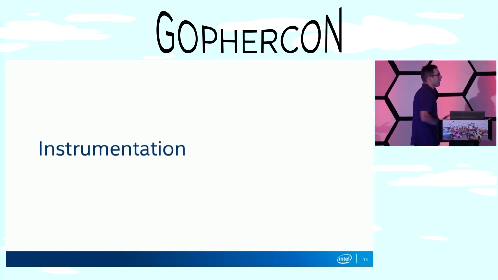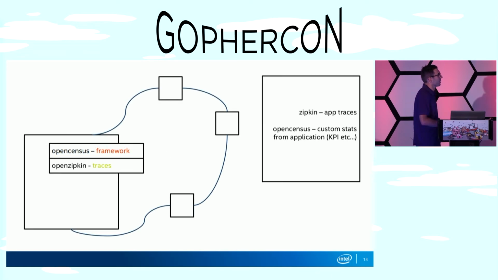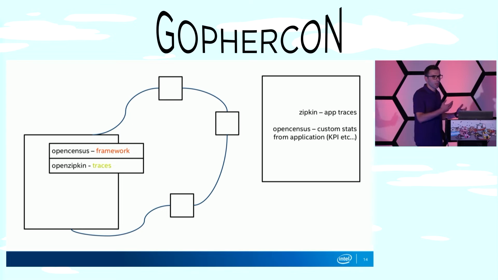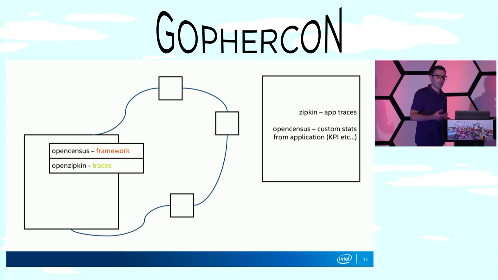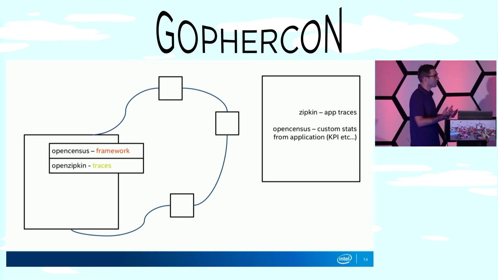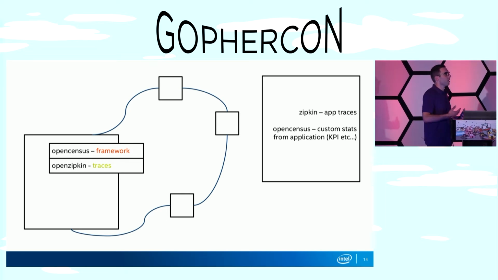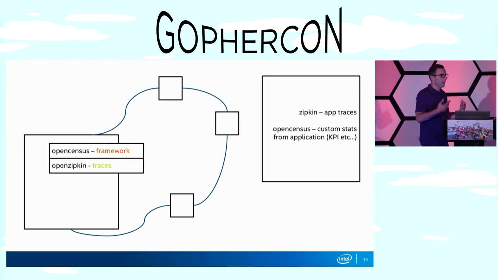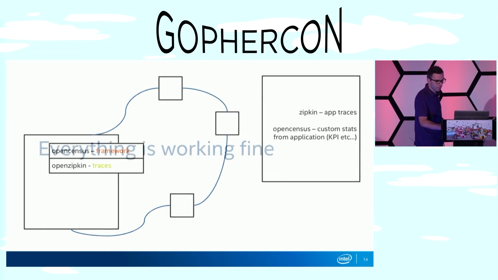Of course, our application contains instrumentation. In this case, we are using the OpenCensus framework and OpenZipkin for traces. We are sending the traces to Zipkin. OpenCensus was also responsible for sending custom stats like application KPIs, to have the possibility to measure the SLA of the service.